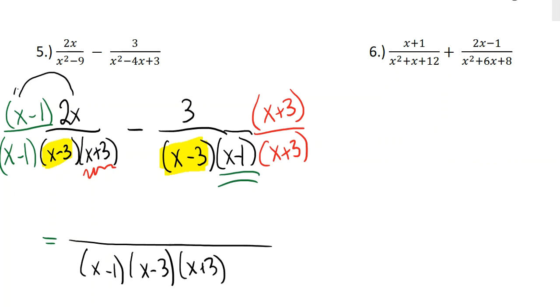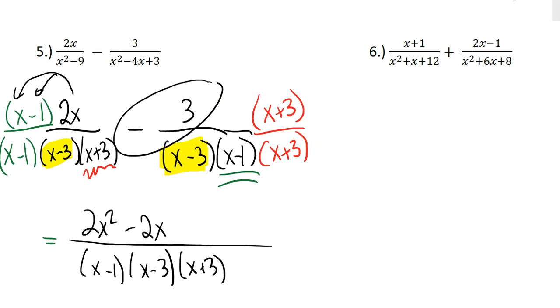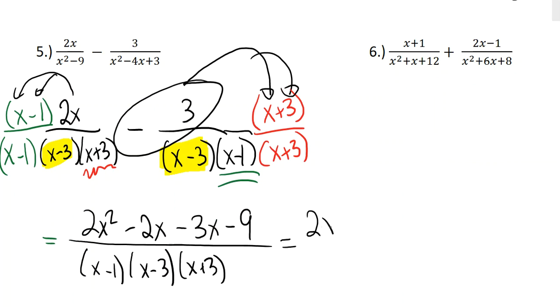I'll distribute this right away. You're going to get 2x squared minus 2x. And over here, I'm going to distribute a negative 3 since it's a subtraction. So it's negative 3x minus 9. And I'll regroup that. I'm just going to bring that over for right now.